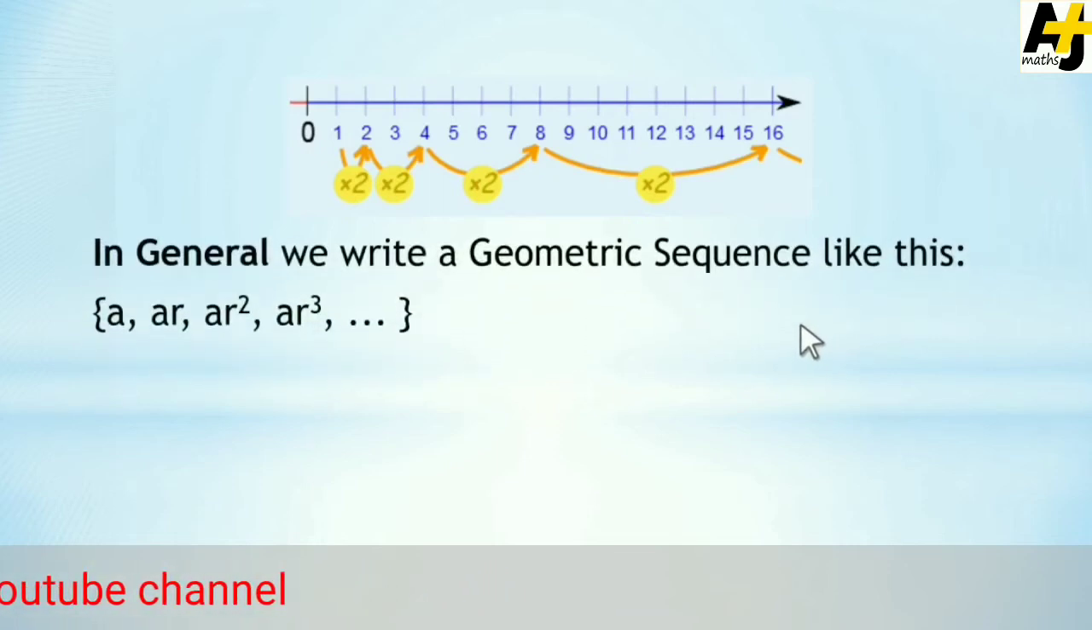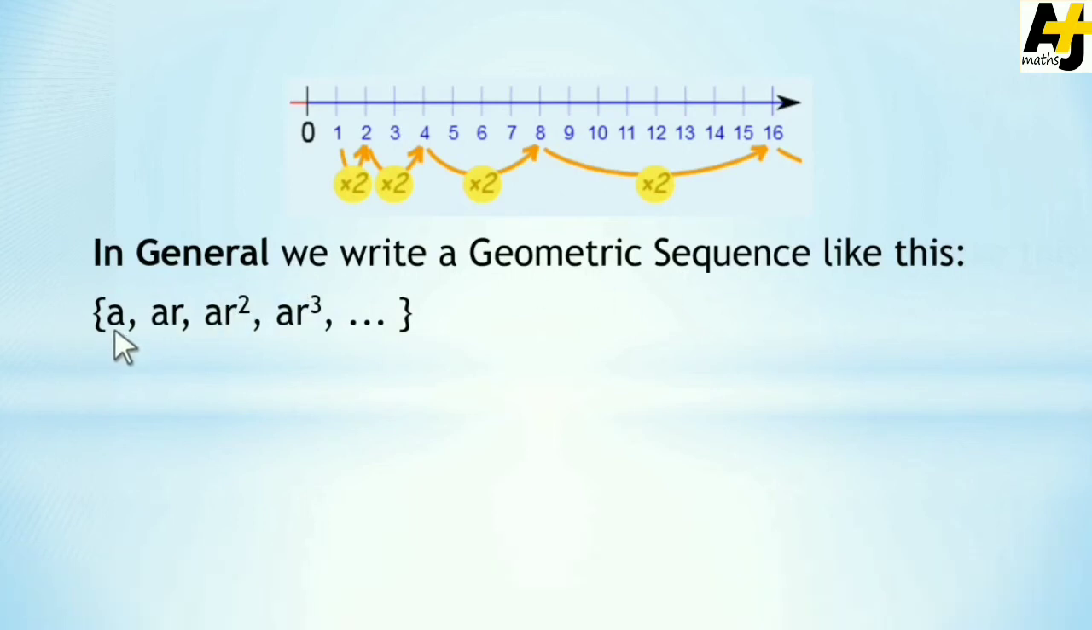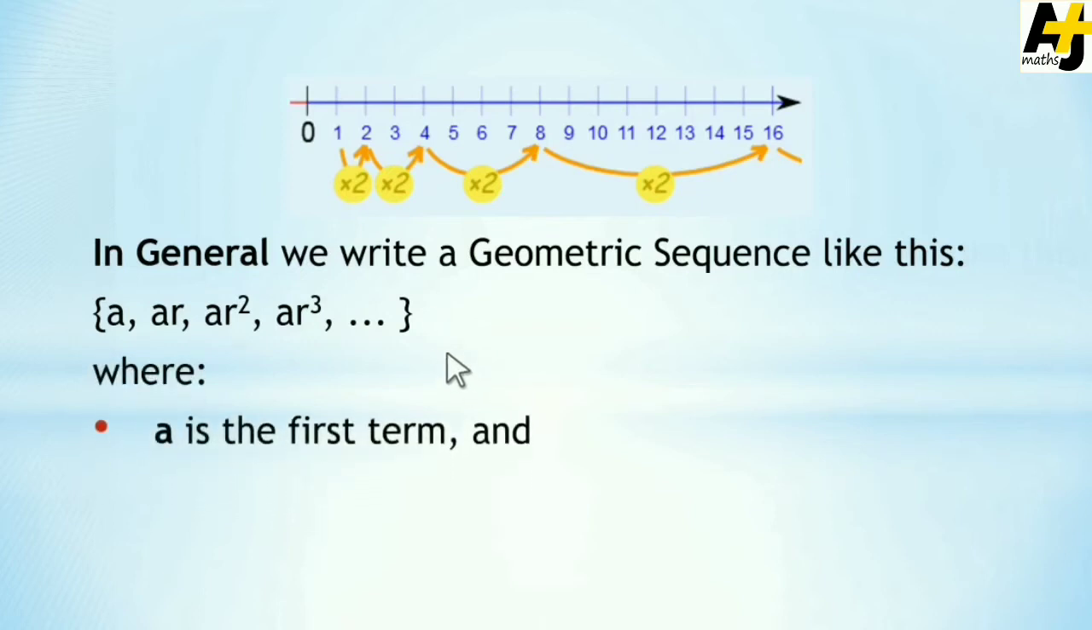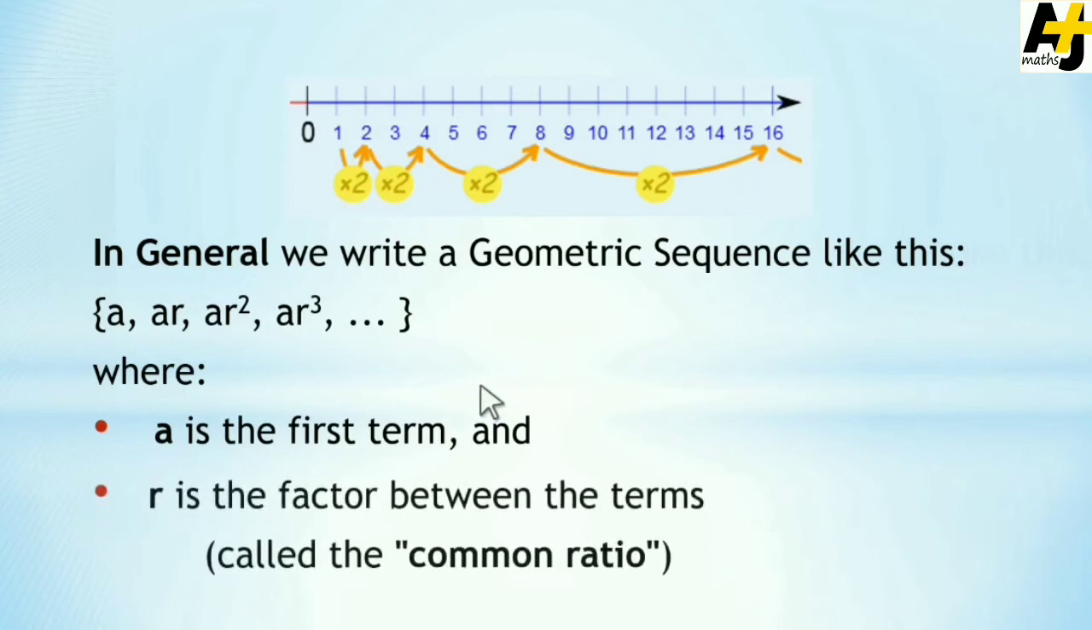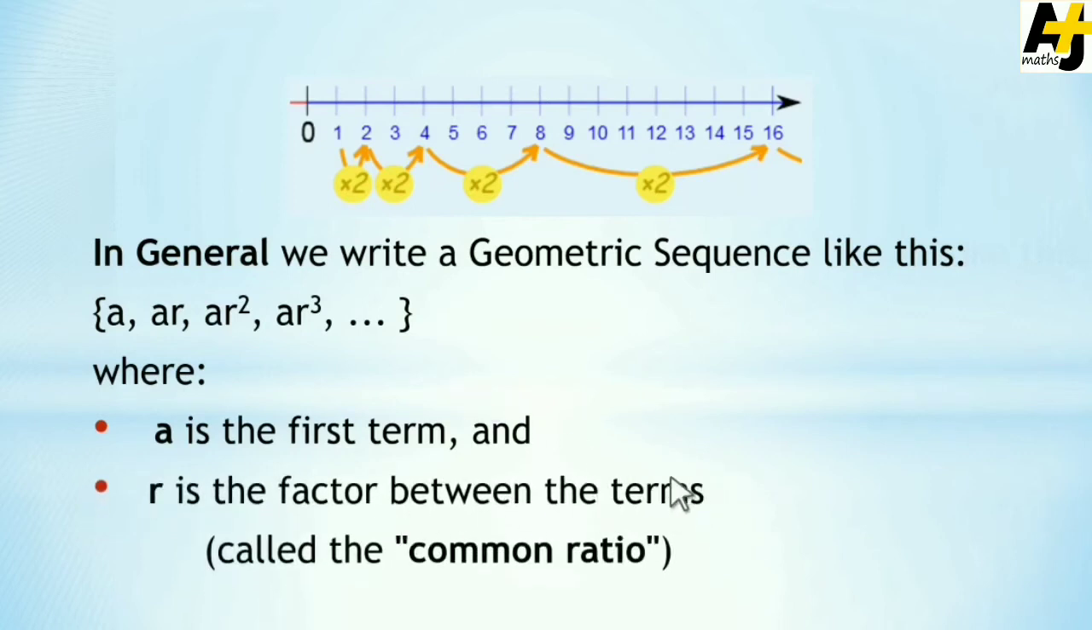In general, we write a geometric sequence like this. Look at the terms. In the braces, the first term is A, the second term is AR because there is a common ratio. R is called the common ratio, which is multiplied with A, we get AR. Now multiply AR with R again, we get AR square. And similarly multiply AR square with R again, we get AR cube, and the process goes on, where A is the first term and R is the factor between the terms called the common ratio.